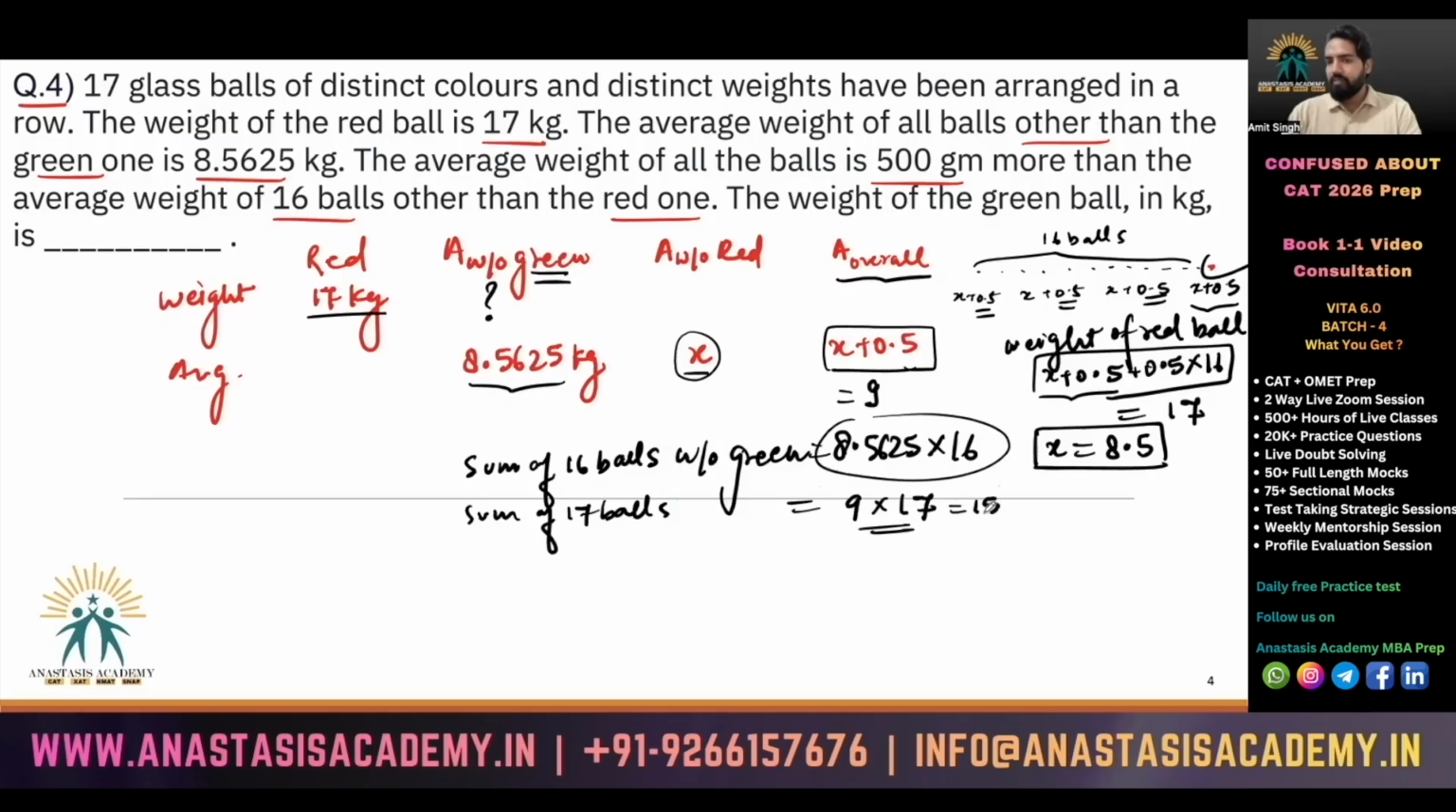I know this is 153, and this would be 137. So the difference between them would be the weight of the green ball. And that would be equal to 153 minus 137. So it would be 16 kg. So the correct answer to this question would be 16 kg.